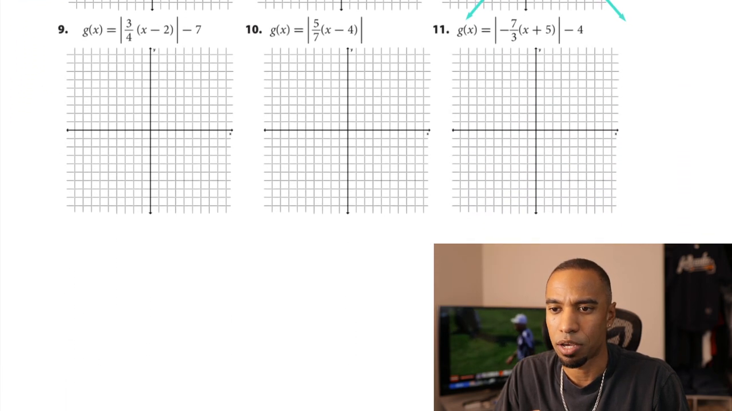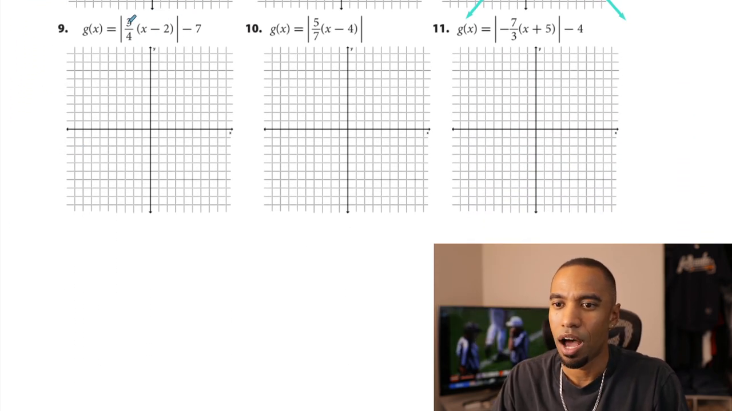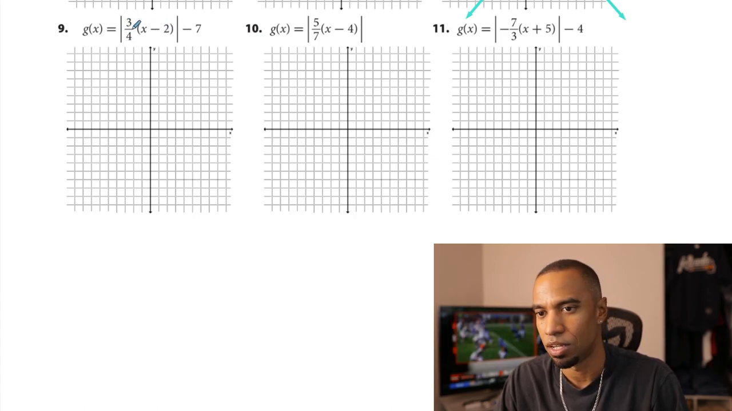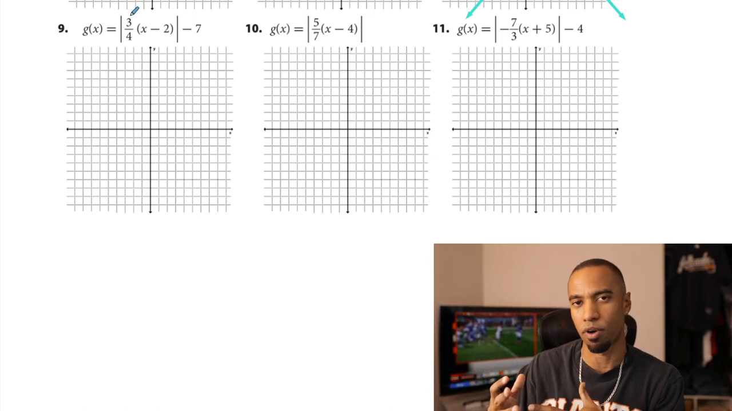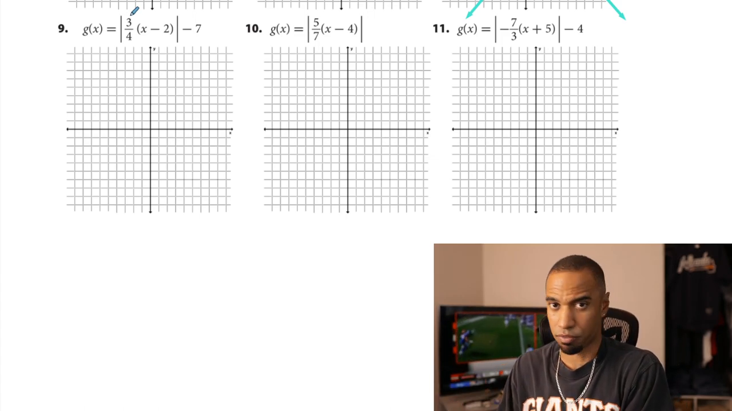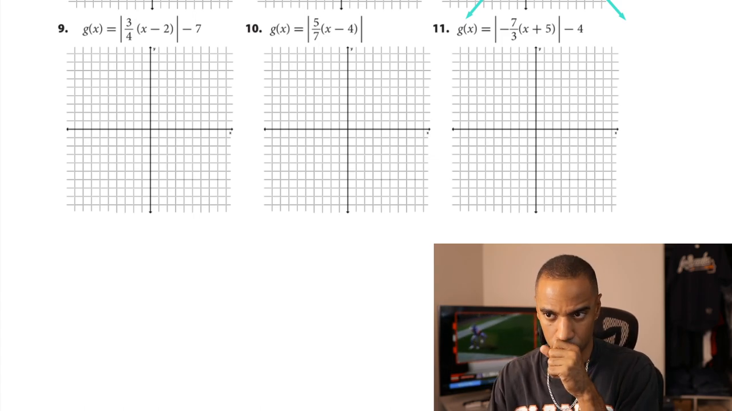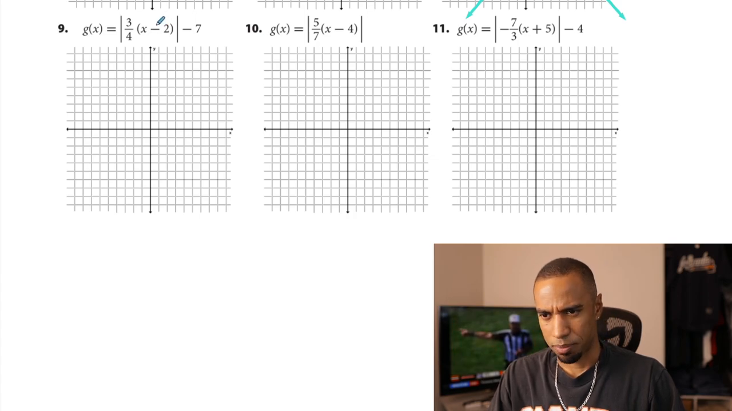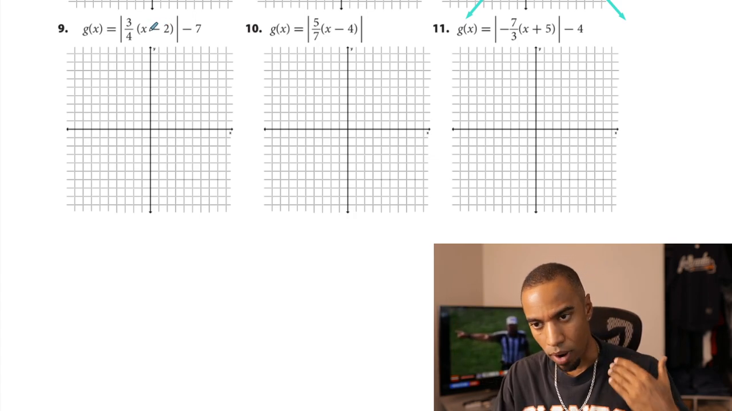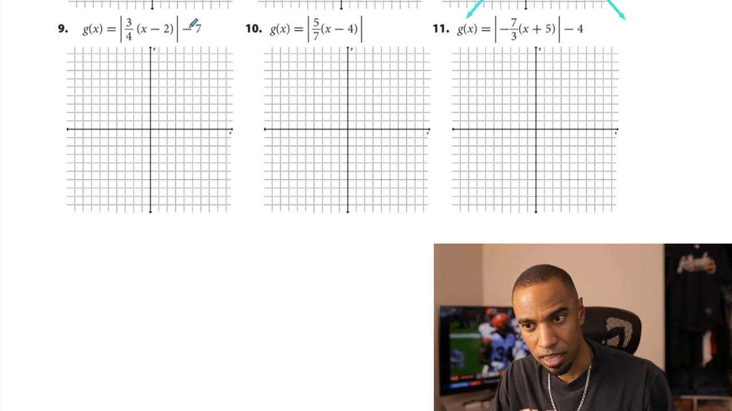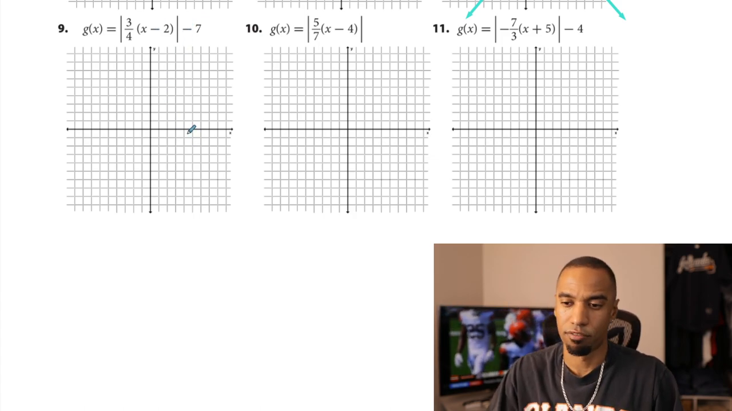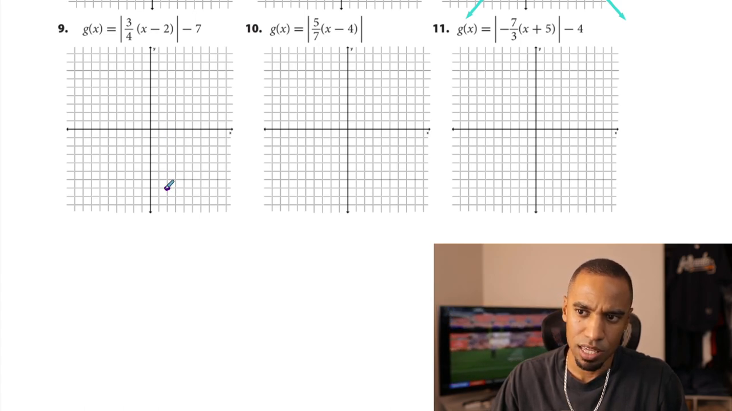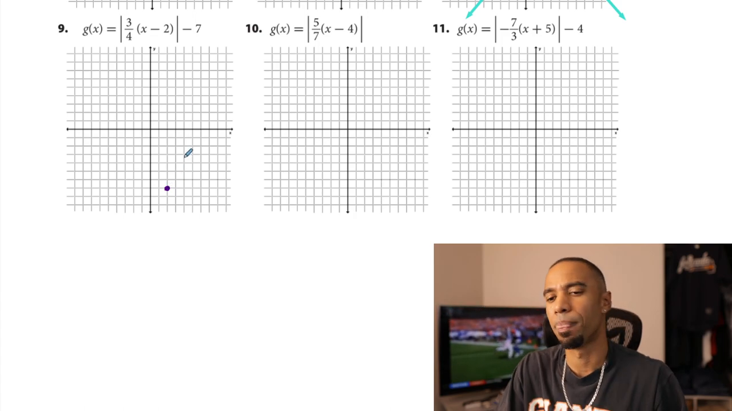All right, three more questions, guys. I will have some room on these ones to write down below. g of x equals 3/4 times the quantity x minus 2, minus 7. If you pull out that 3/4, it's just going to stay as a positive 3/4. It's the a value. The a is 3/4. And x minus 2, we're seeing a lot of x minus 2s. We're going to go right 2 as we flip, and then we're going to go down 7. So our vertex is right 2, down 7, right there. That is the vertex.